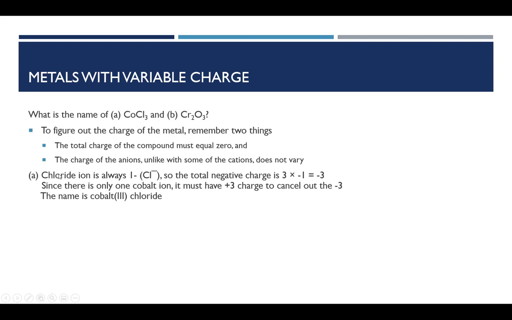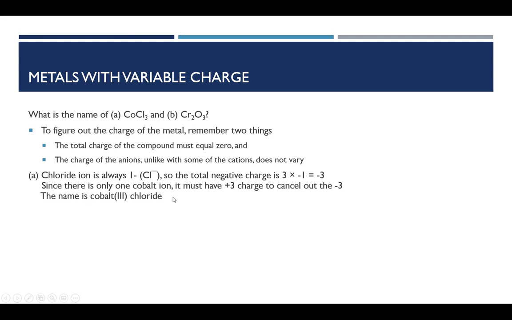So this is our logic here. Chloride in group 7 is always negative 1. There are 3 chlorides, so that means we have a total negative charge of negative 3. This means that the total positive must be positive 3 so that we can cancel out the negative 3. Remember, they have to add up to 0. How many cobalts are there? There's only 1. So it must be a positive 3 charged ion. So this is cobalt(III) with the chlorides, and so the name is cobalt(III) chloride.